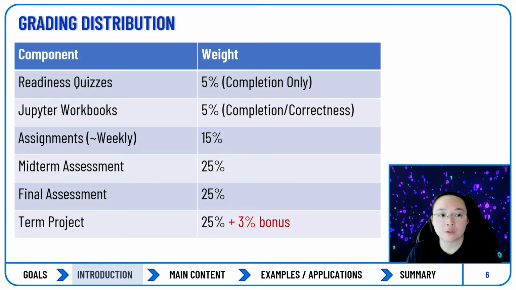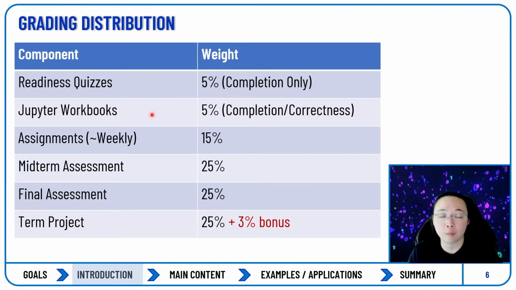So for the grading distribution, it's a very simple distribution. Every week there's going to be a completion grade, and that makes up 10% of your overall grade. The completion grade is split up into two components. You have your readiness quizzes at the beginning of each week, which test you on the concepts learned in the previous week. It's completion only, but all of these quizzes are going to be very useful moving forward for the midterm and final assessments. It's all multiple choice through Learn.